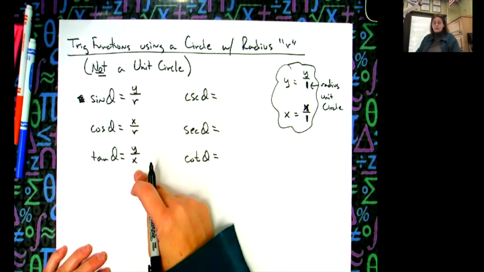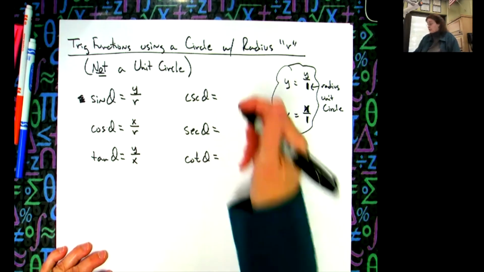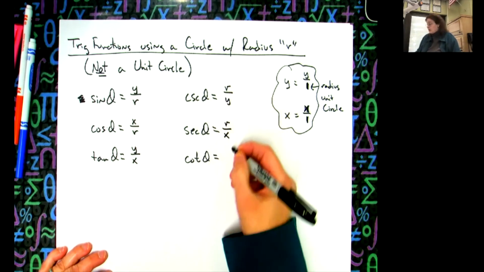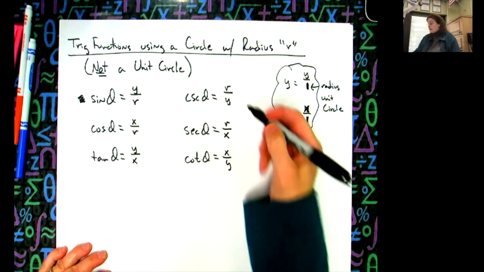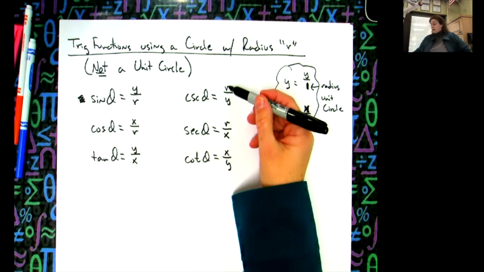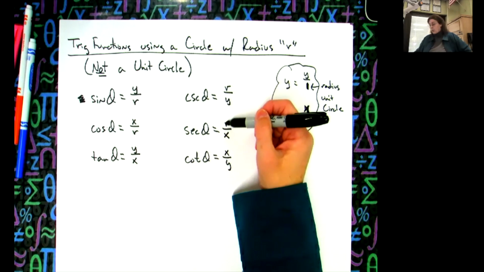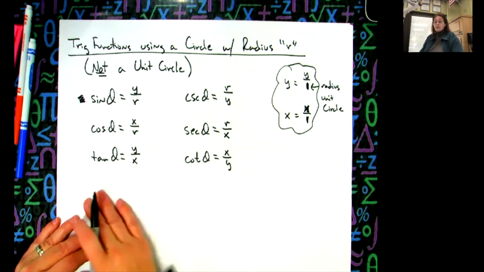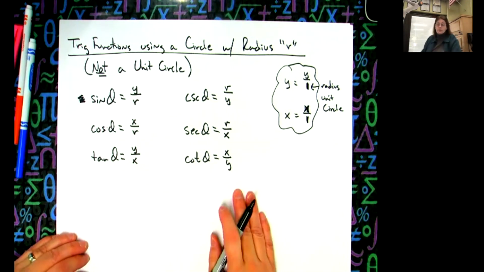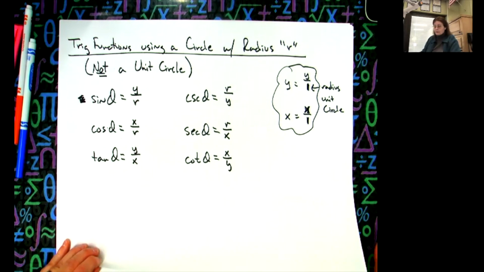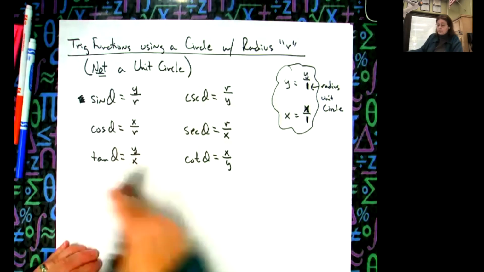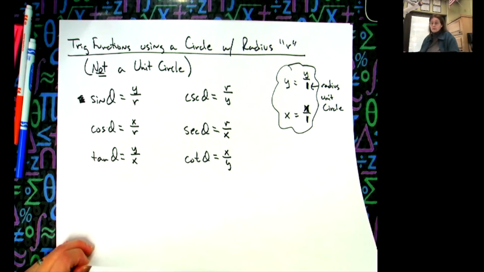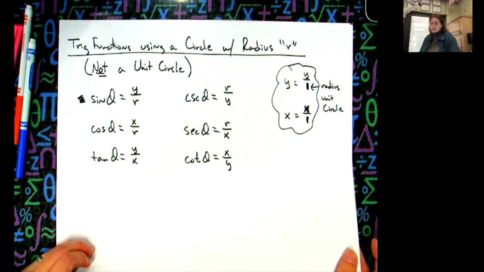Once you have these 3 memorized, then these are the reciprocals. So this becomes r over y, this becomes r over x, and this becomes x over y. If you remember when we defined these before, this was 1 over y, this was 1 over x. So we're replacing that 1 with our radius. Those are your 6 trig functions and the way they are defined when you have a circle with radius r. We're going to use these to work out a problem and find all of our 6 trig functions when given a random point on a random circle with radius r.